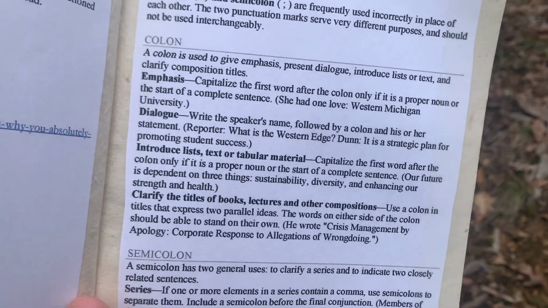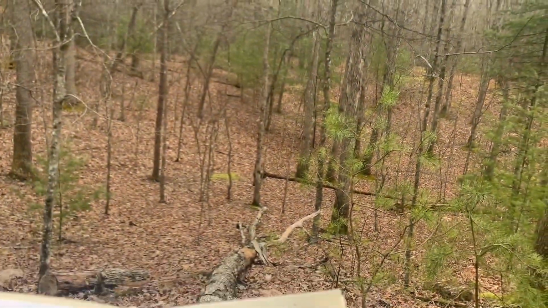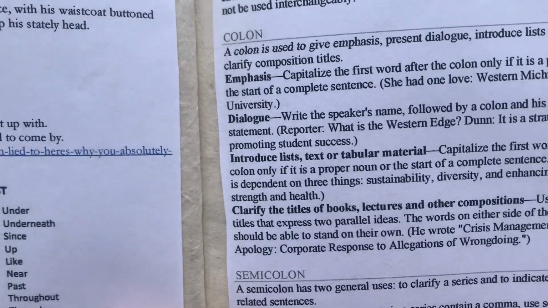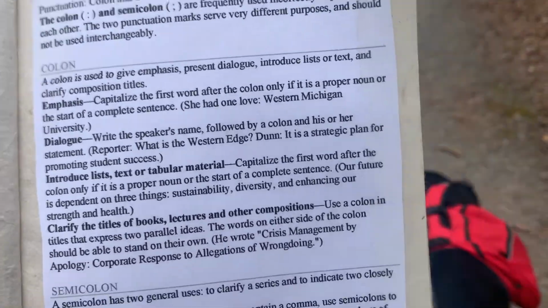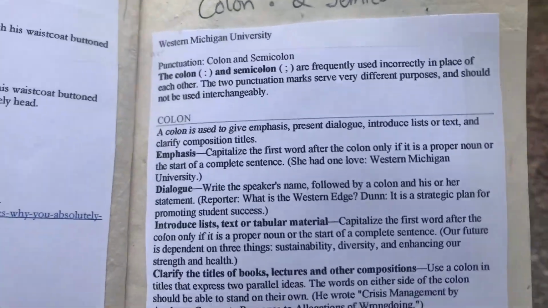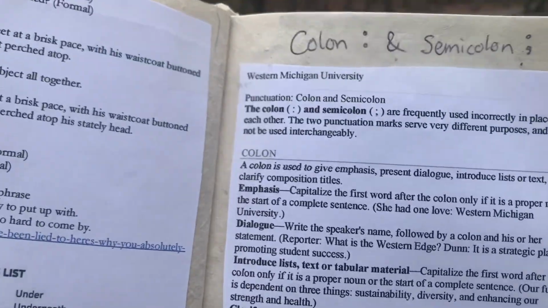And then in dialogue, so you'll see these in scripts. Okay, so in dialogue, you write the speaker's name followed by a colon, then his or her statement. So a reporter said: What is the Western Edge? Dunn said: It is a strategic plan for promoting student success.